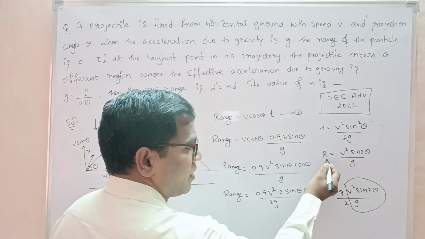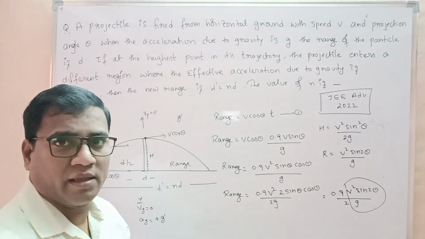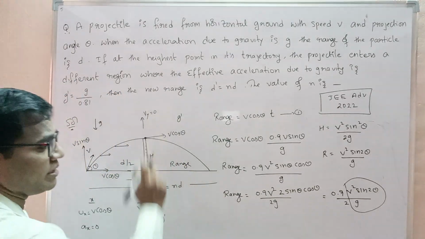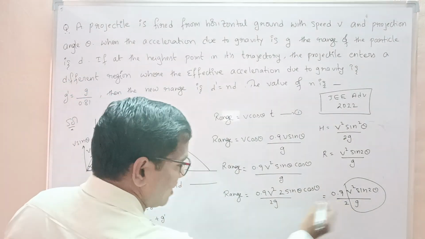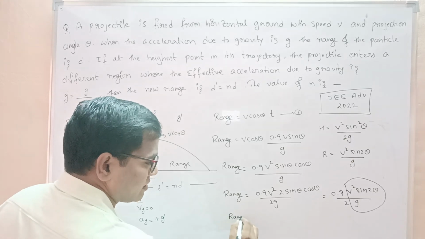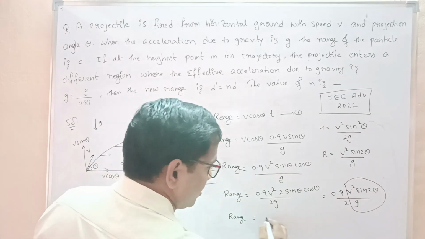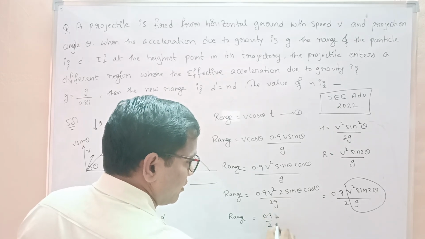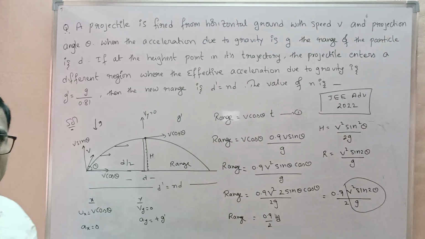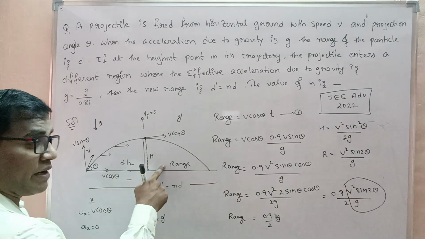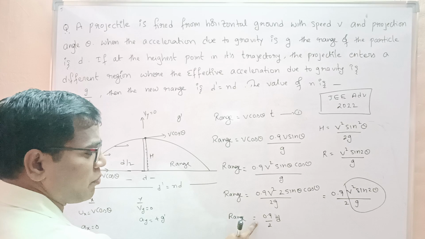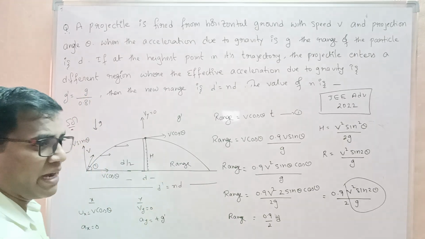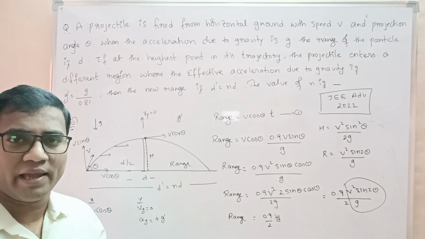So initially, when the body is projected with v under gravity, the range is given as d. So the range can be written as 0.9 by 2 into d. So I got the value of the range: 0.9 by 2 into d. Now I will add these two and compare with nd so that I can calculate the value of n.